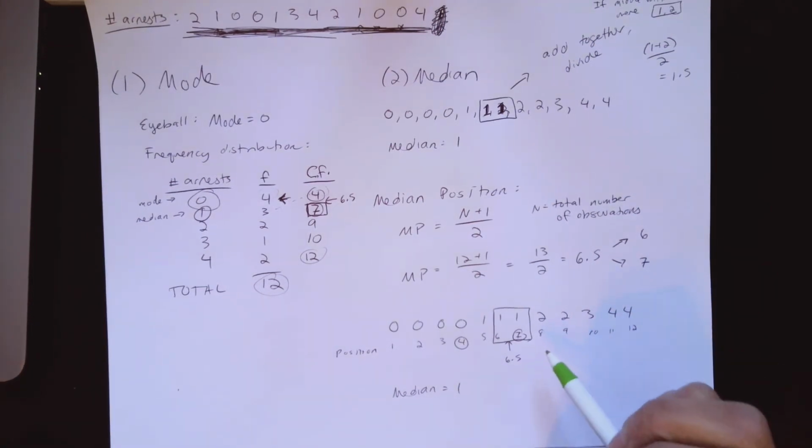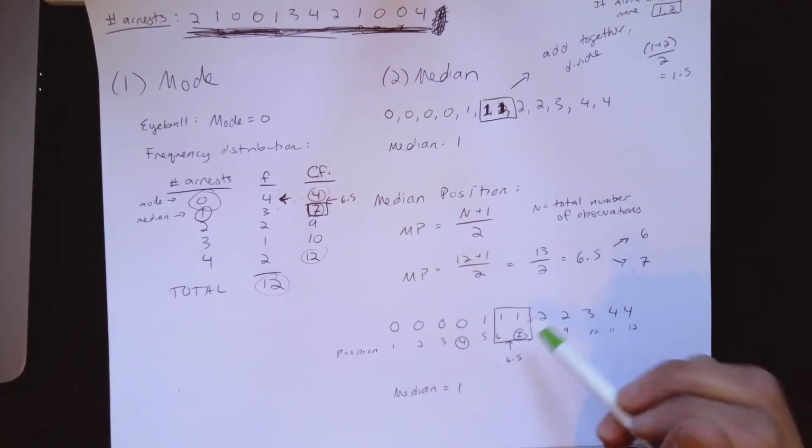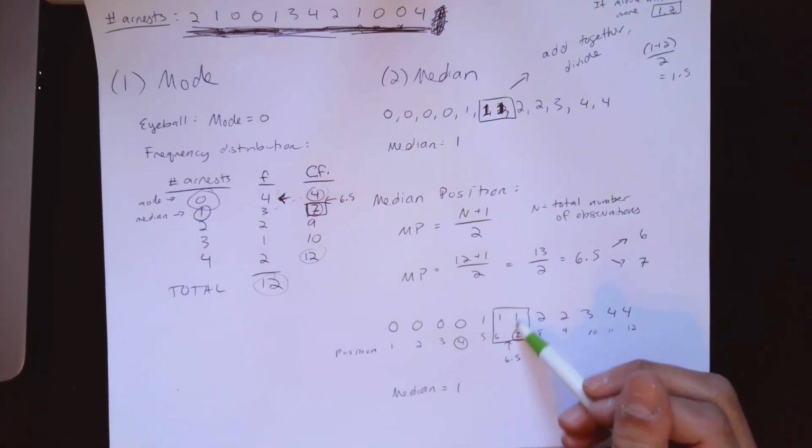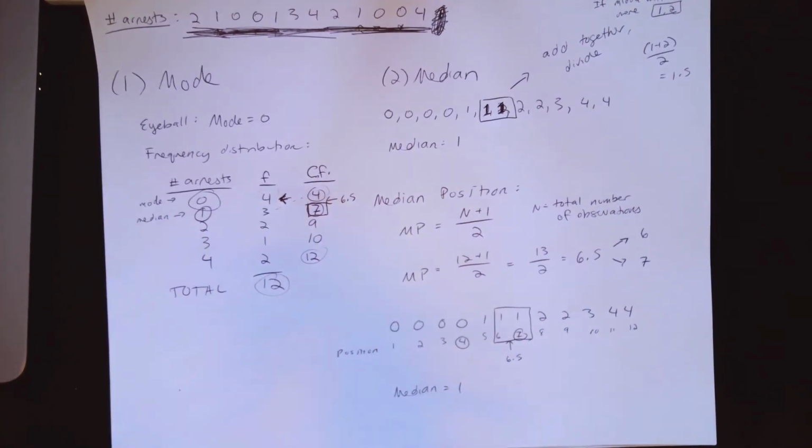So we have a cumulative frequency of 7, and 7 is our last 1 here. Just to keep going through this.